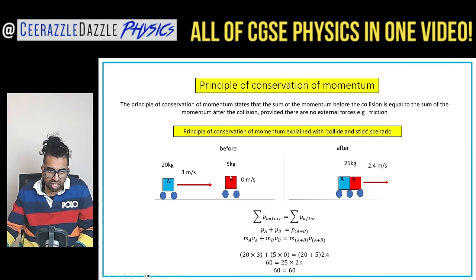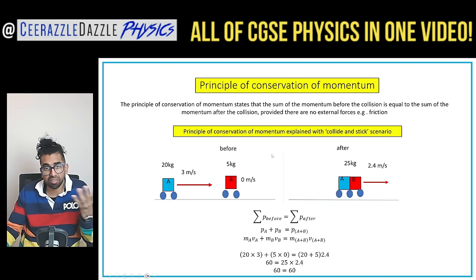Well, hopefully you can see that the sum of the momentum before is equal to the sum of the momentum afterwards. So the momentum of this plus the momentum of this one should be equal to the momentum of both of them combined together afterwards. And look, if you check the maths, 20 times 3 over here plus 5 times 0 should be equal to 25 times 2.4. It's 60 on both of them. Yes, momentum is conserved in this example.